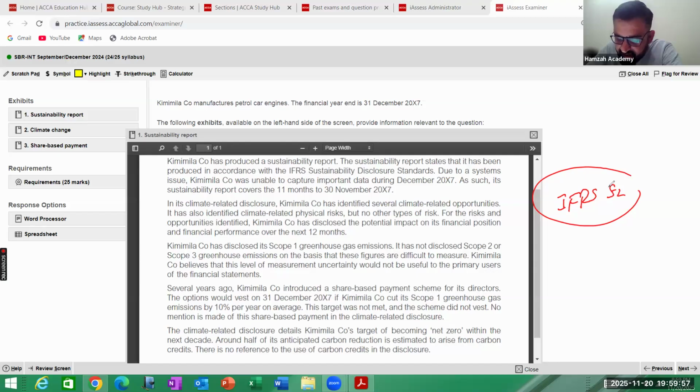So in its climate-related disclosure, IFRS 2, K company has identified several climate-related opportunities. It has also identified climate-related physical risk, but no other type of risk. For the risk and opportunity identified, K company has disclosed the potential impact on its financial position and financial performance over the next 12 months. Now, another issue which I am identifying here, they have only identified the physical risk.